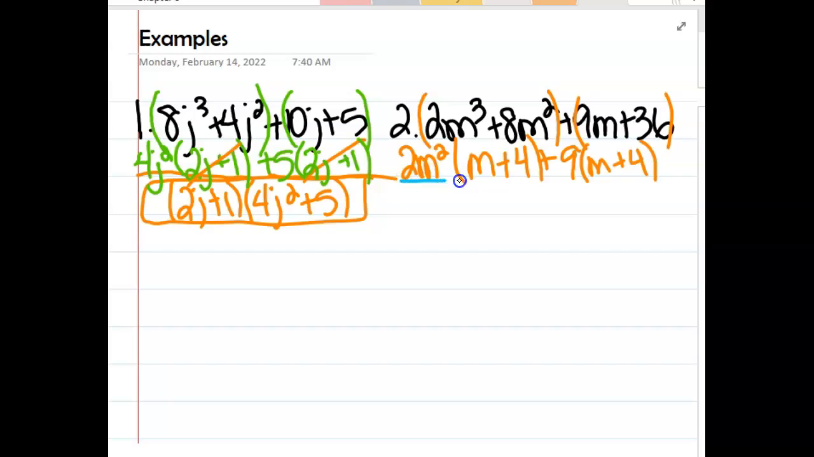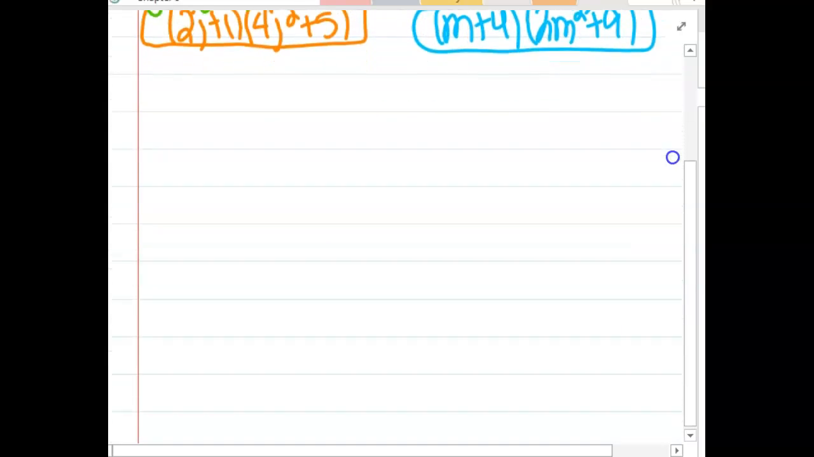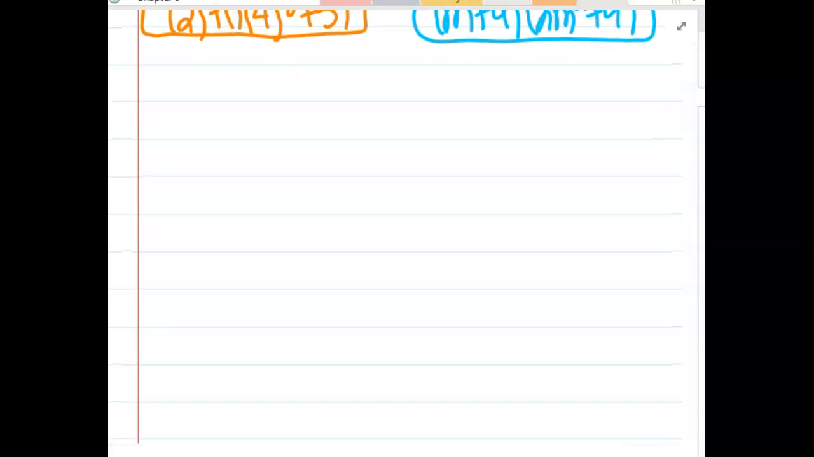Now, looking at these two groups, I kind of already pointed this out, but what do they have in common? M plus 4. When I factor out that m plus 4, what's left? 2m squared plus 9. What do you guys think? It's not too bad, right? Okay. All right, I've got a couple things to watch out for here.